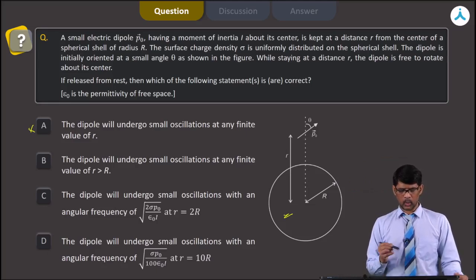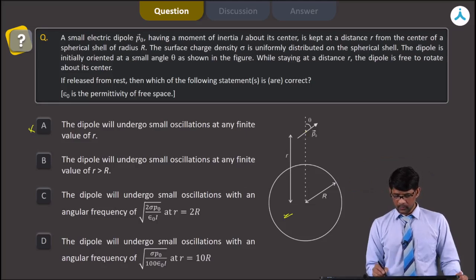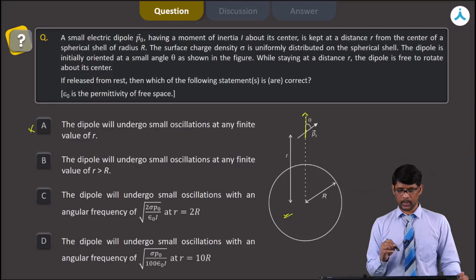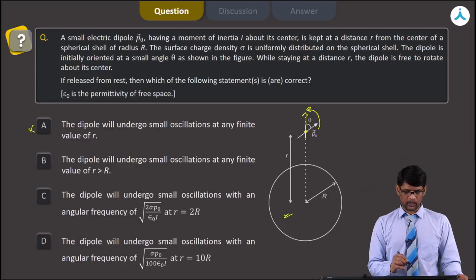The dipole will undergo a small oscillation at finite value of r greater than capital R. At this point, the field due to this spherical cell will be along this direction, so the dipole will experience the force. It is situated at this particular point, so it will have the tendency to rotate, and the dipole will rotate in a way that it will try to align along the direction of the existing field. That means for this given situation, it will experience the torque along this direction. So I would say it will undergo small oscillation at finite value of r that is greater than capital R. Now we need to find the angular frequency.